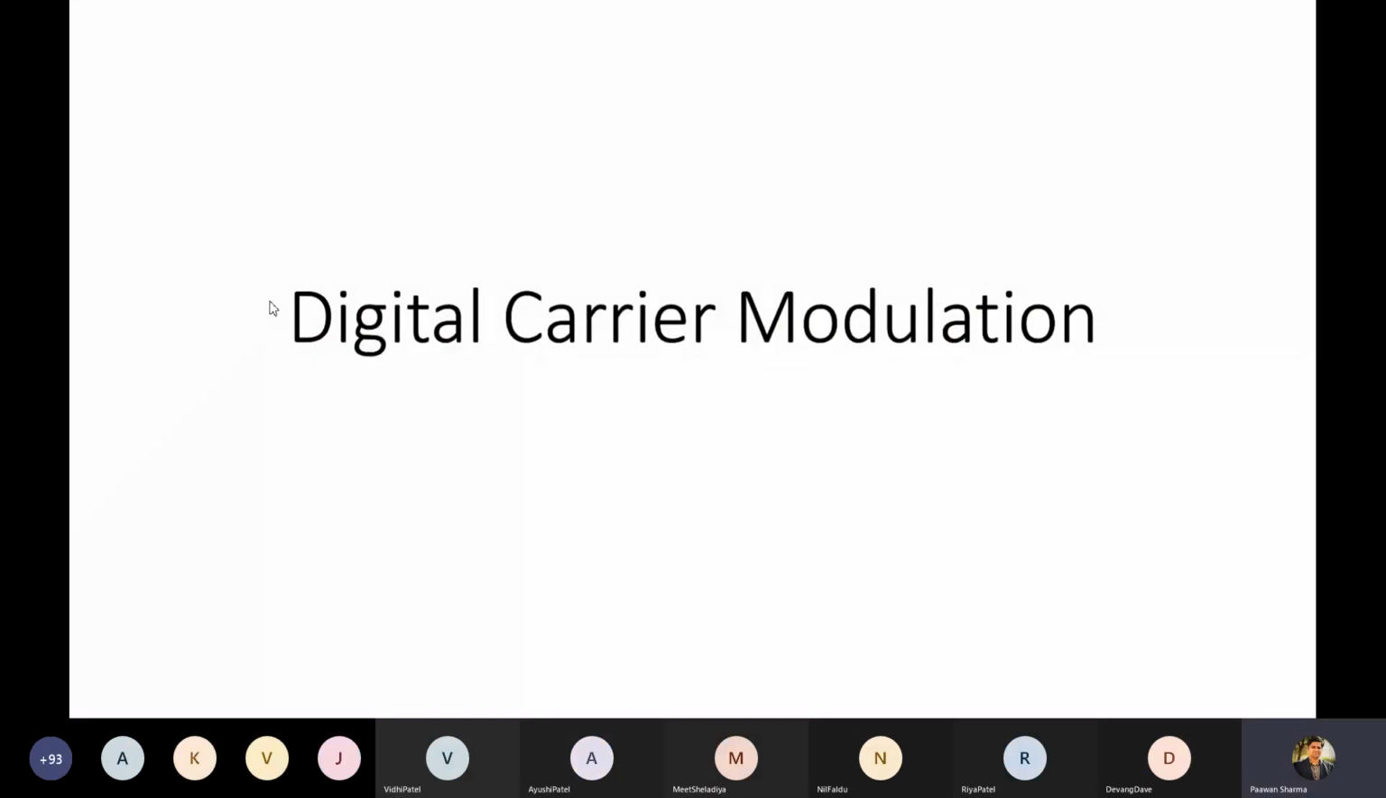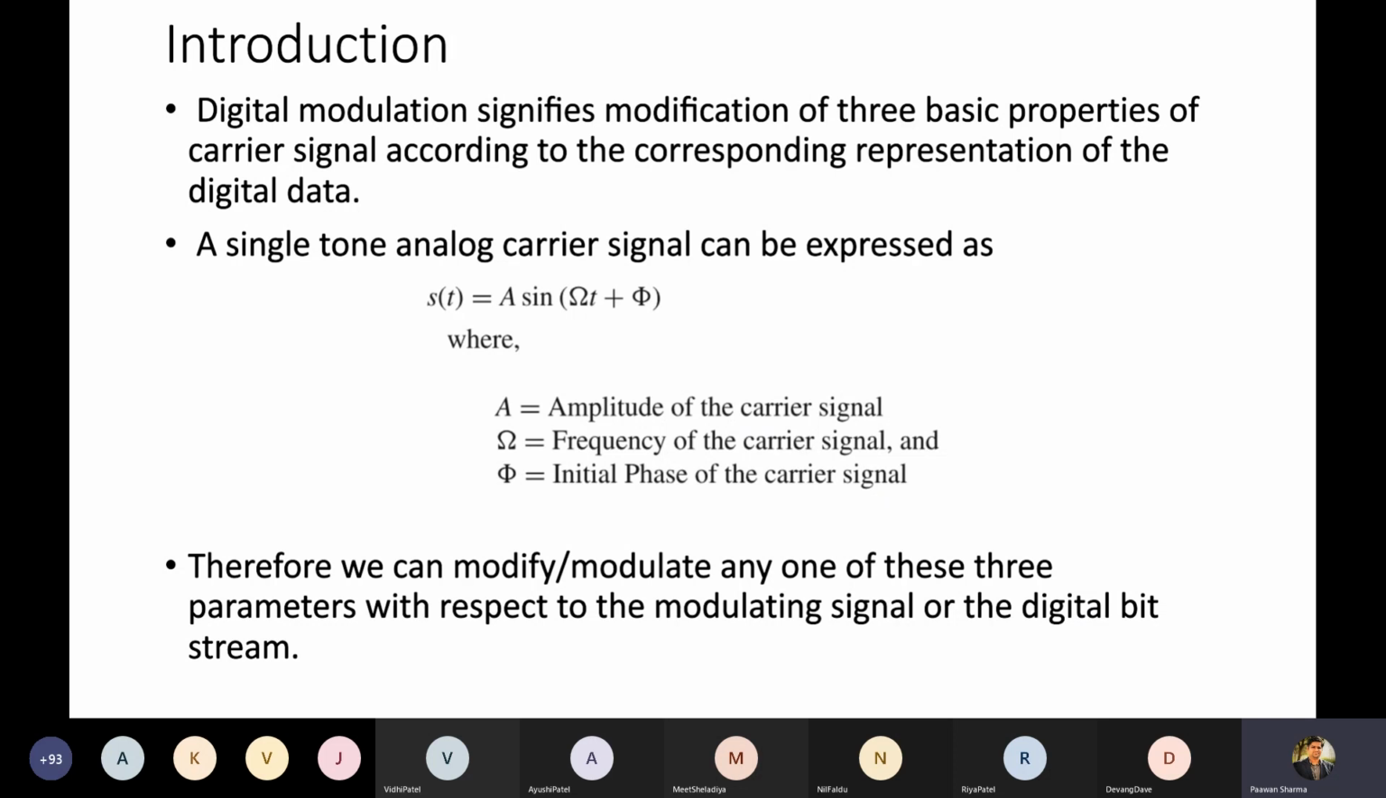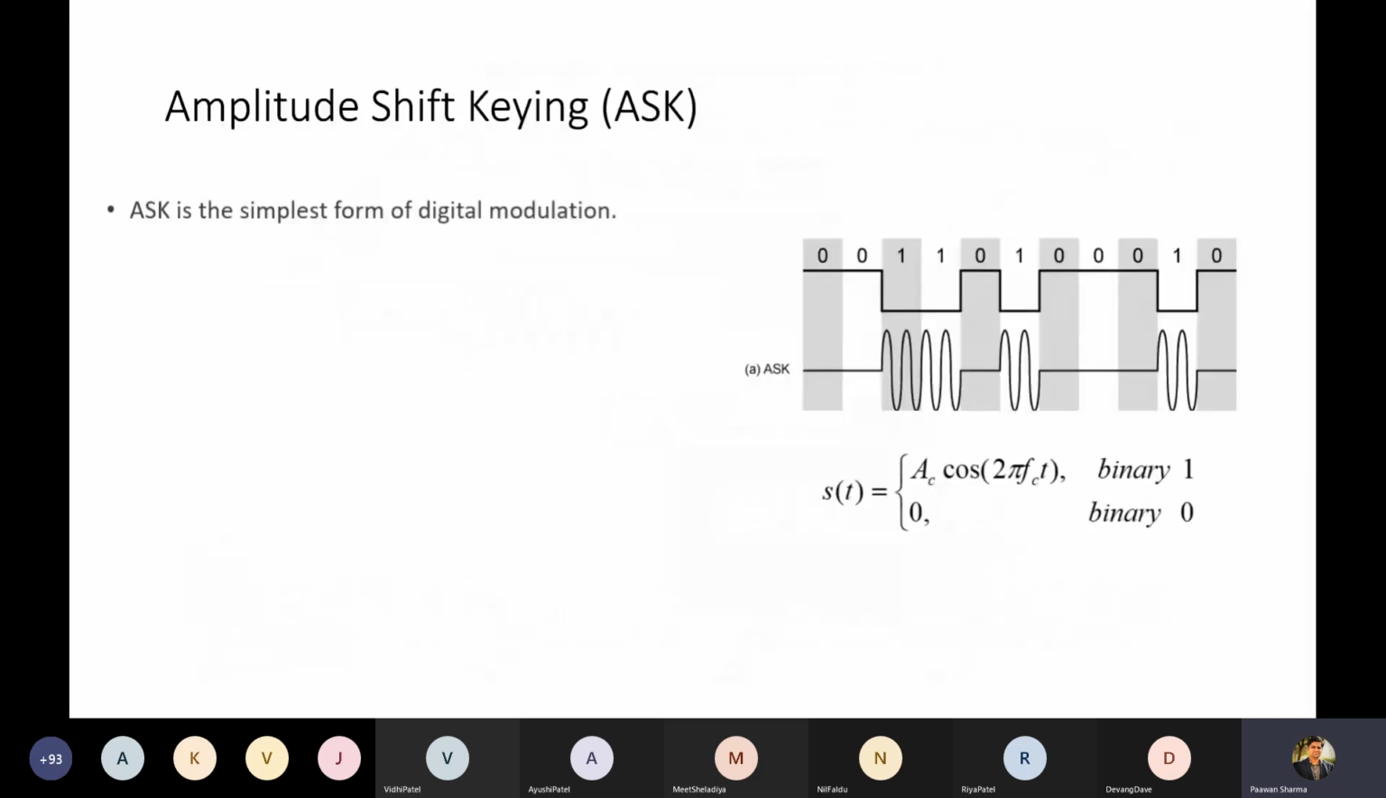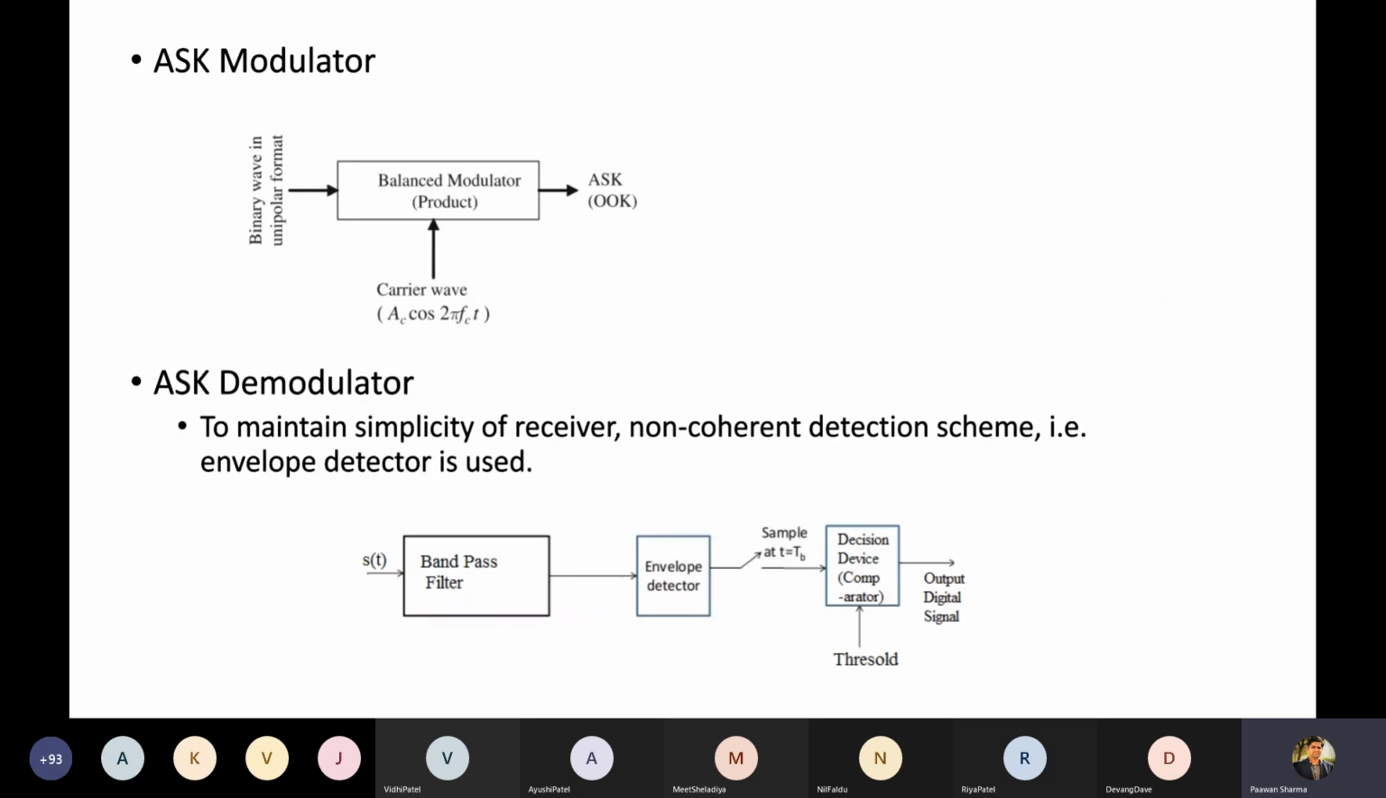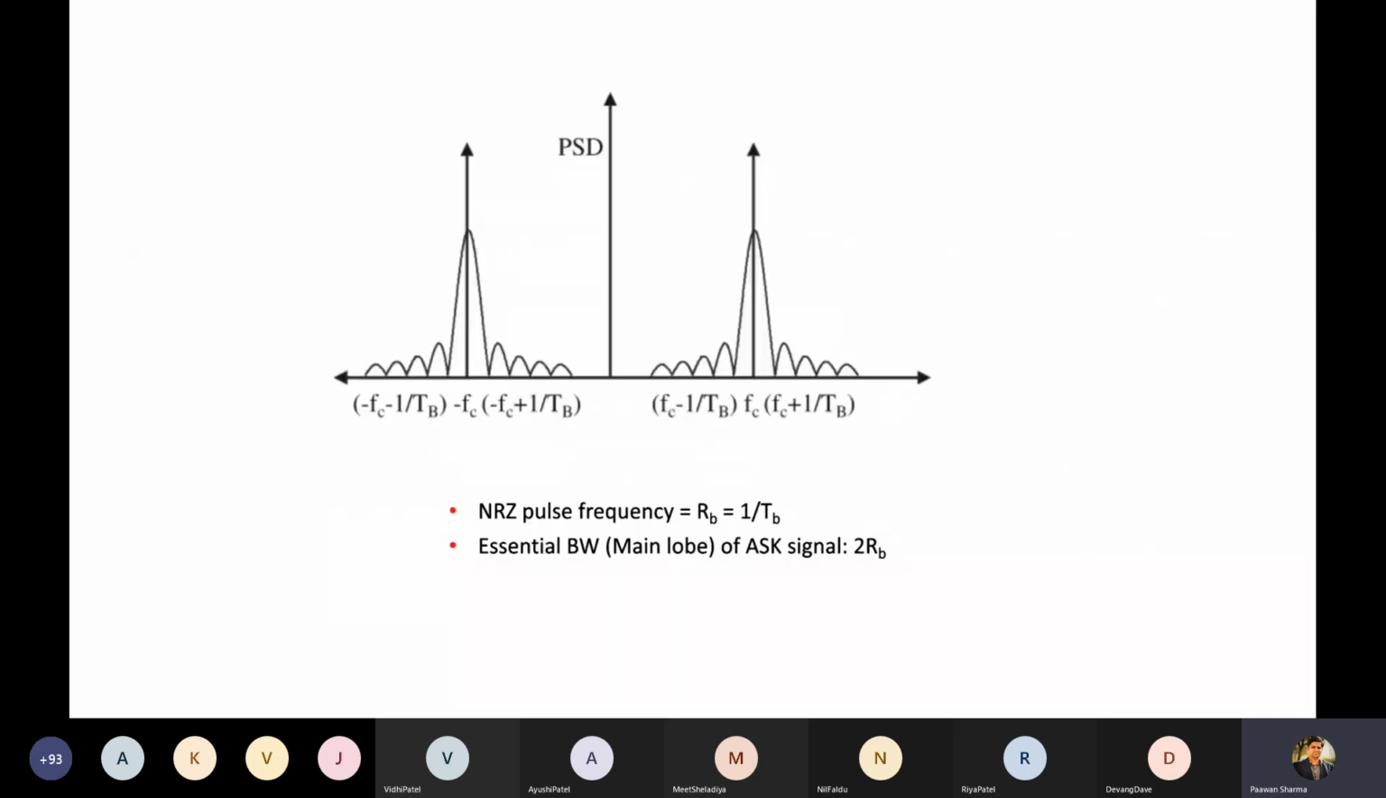So before we reach QAM, just a quick go through once again. We started with the ASK, and I think we have done it with the same set of slides, so I'm not going to explain it, at least for ASK.